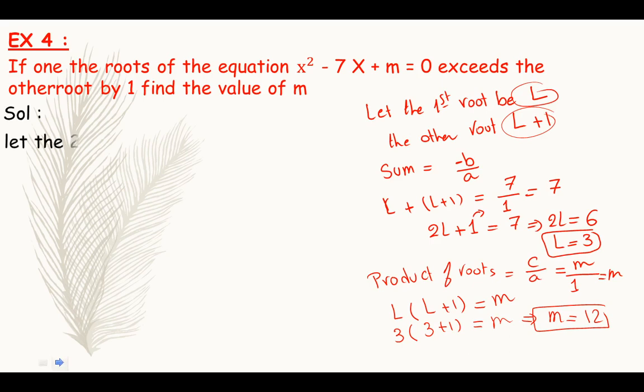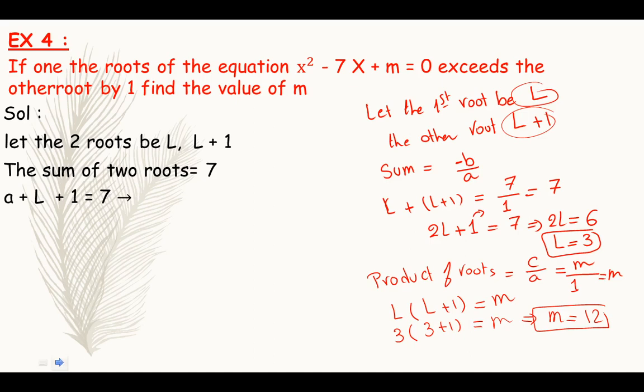Solution. Let the two roots be L and L plus 1. Sum of the two roots equals here 7 over 1, which is equal to 7. Okay. So L, here this is L, it is not A.